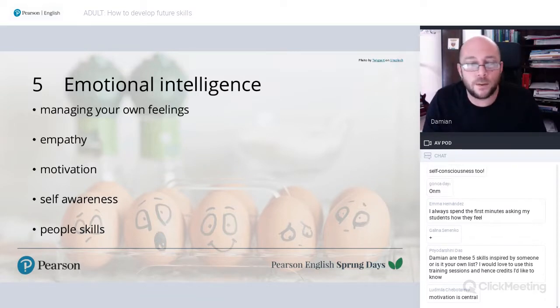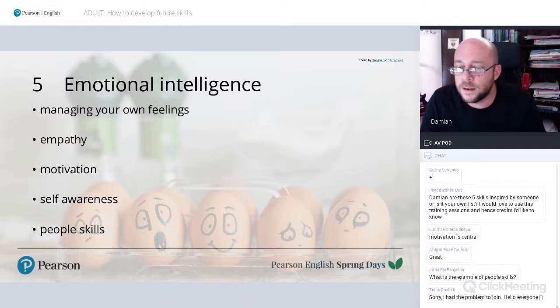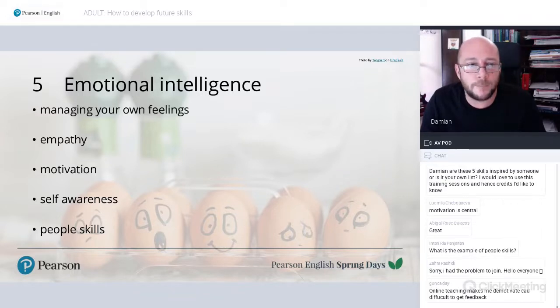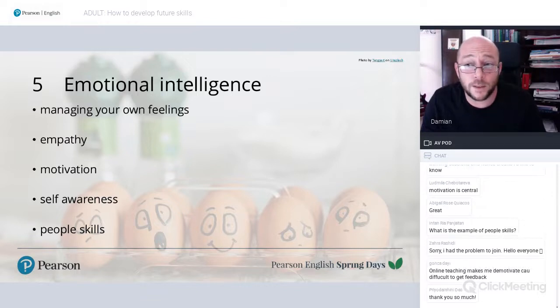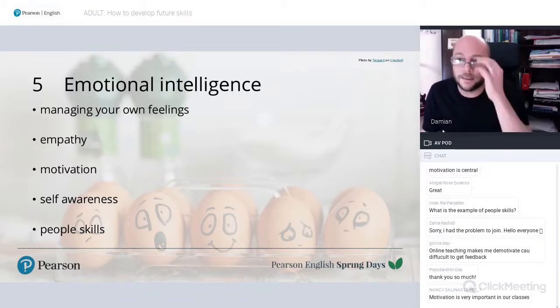We'll have a look at an example of how we do that in Roadmap. It's a quick question there. Damian, are these 5 skills inspired by someone or is it your own list? It's an amalgamation of lots of different websites. If you Google future skills, I think a lot of this came from the World Economic Forum, but there's other little bits that I've added in as well.